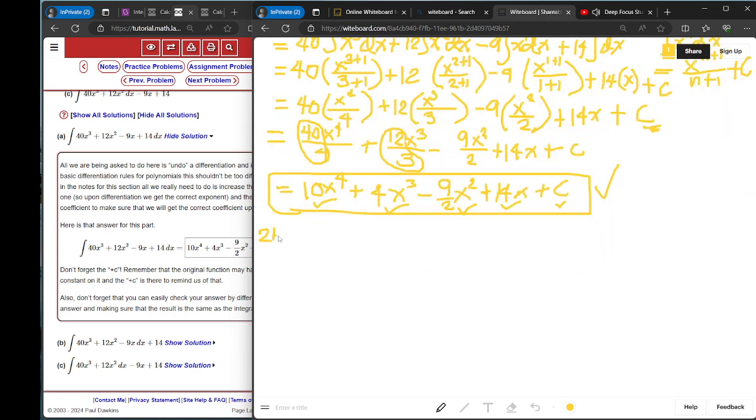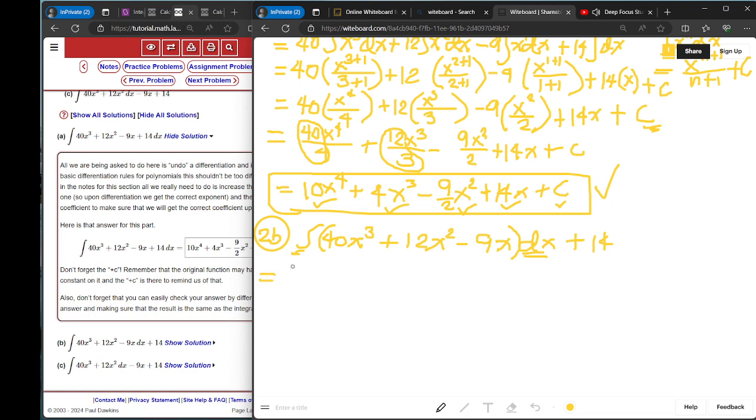Now let's proceed to letter B, 2b. So 2b is the integral of 40x cubed plus 12x squared minus 9x dx, plus 14. We have to remember that we only need to integrate the terms between the integral sign and the dx. So 14 will be left as is.